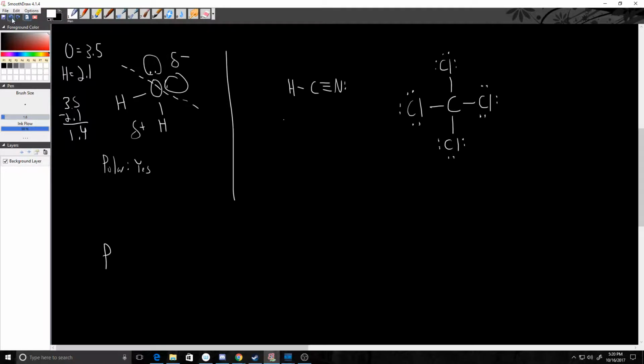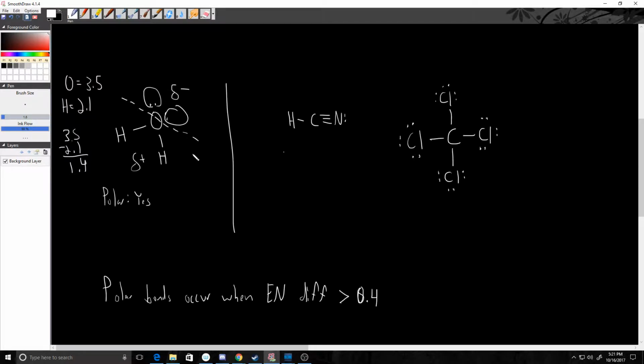if I could spell, let's go. Polar bonds occur when the electronegativity difference is greater than 0.4. Okay, so if the difference is 0.4, it's not polar. If the difference is 0.5, that is polar. I think that's the general rule we're going to use. Polar bonds occur when the electronegativity difference is greater than 0.4.